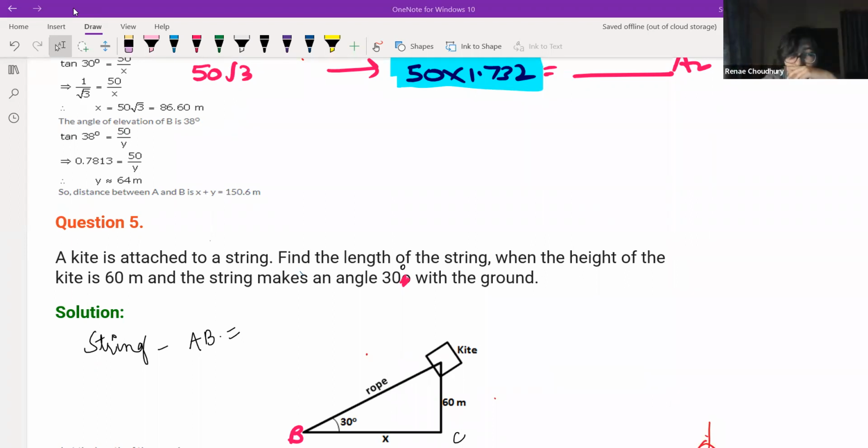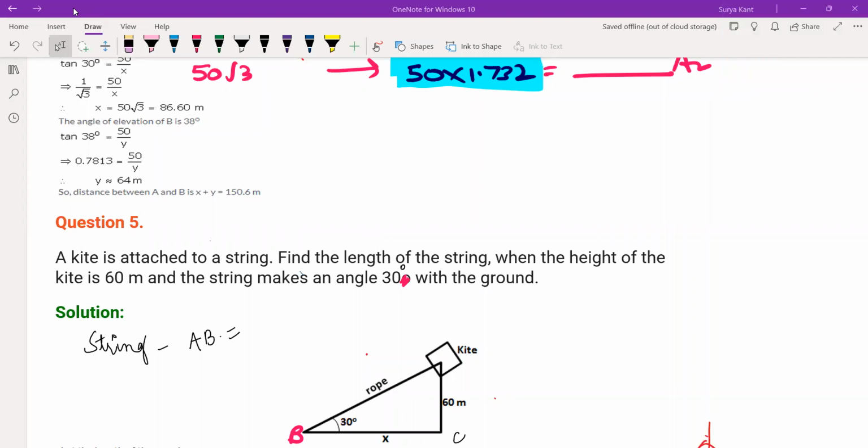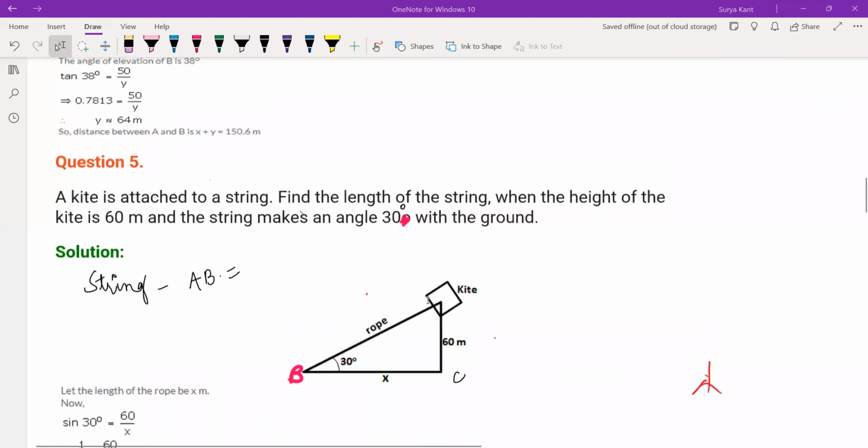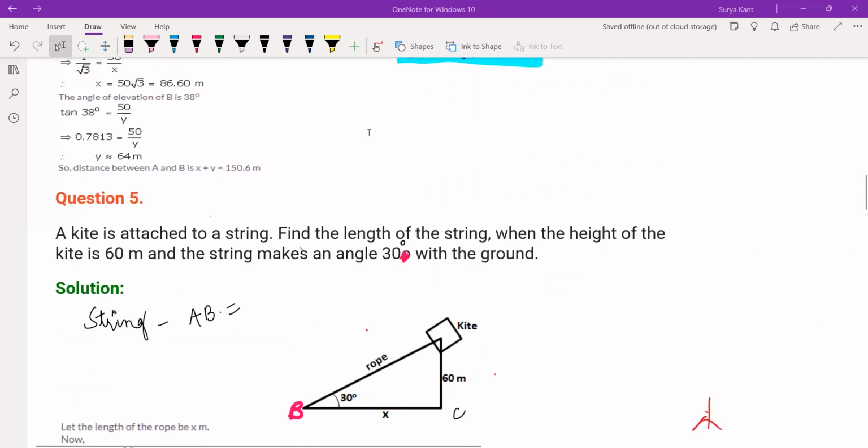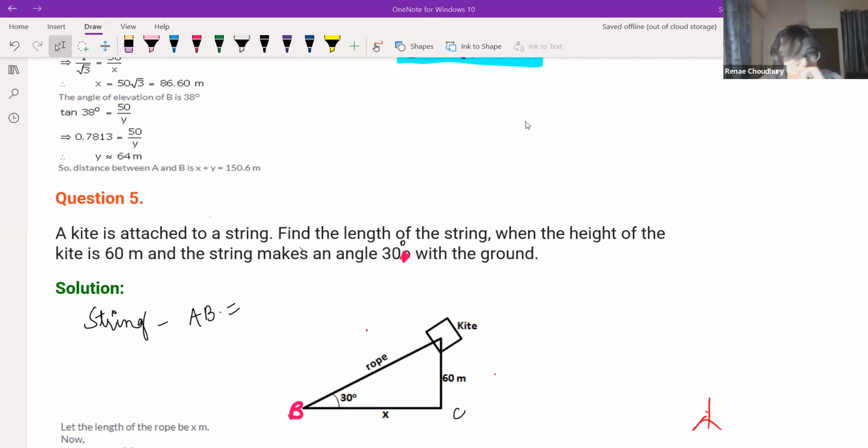Will the answer be 30 meters? No. Sir, I already sent the answer. Yeah, Tanishka, your answer is correct. Sir, what have you taken? Who said 30 meters? Rainy, you? Oh yes, sir. I misunderstood the question. Which one are you applying, sine, cos, or tan? Sir, by mistake I used sine.